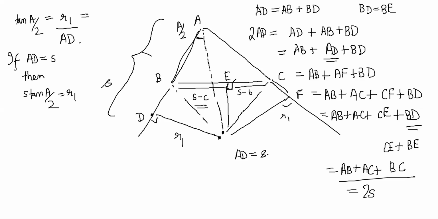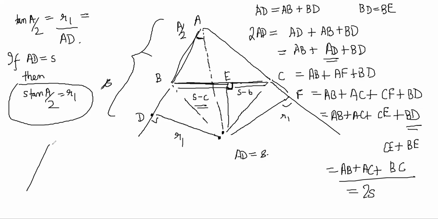So basically we know everything. We know this length is S. We know this much is S minus C and this much is S minus B. And we have this formula also: R1 is equal to S tan A by 2, right?